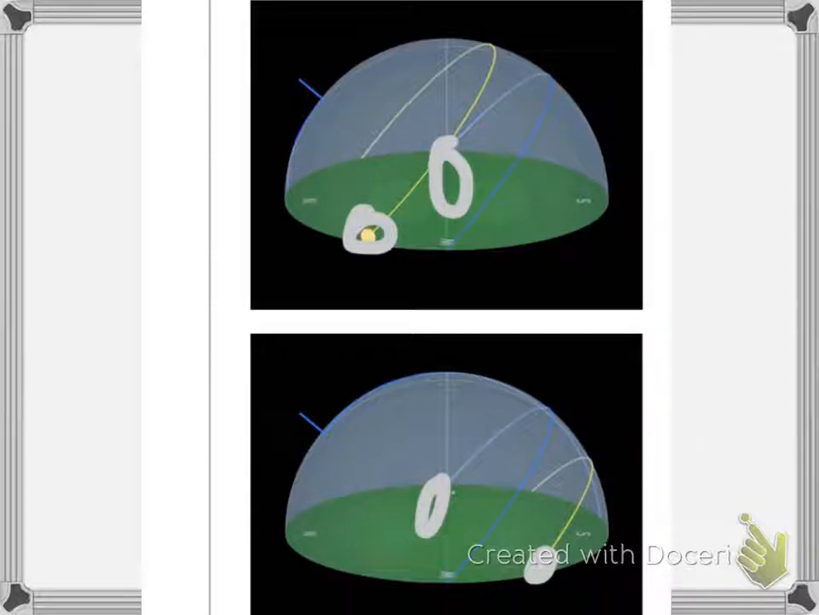Those shadows are important because they tell you a little bit about the height of the sun in the sky and which direction the sun is located, depending on the length and direction of the shadow that you're seeing. By observing those animations, that's going to help you answer the first two questions.